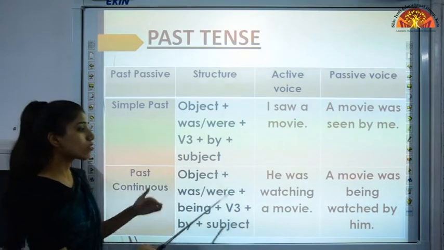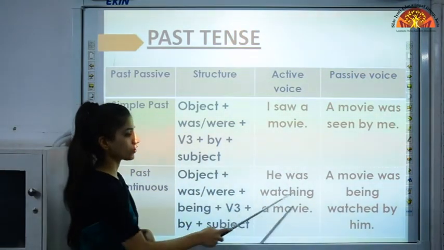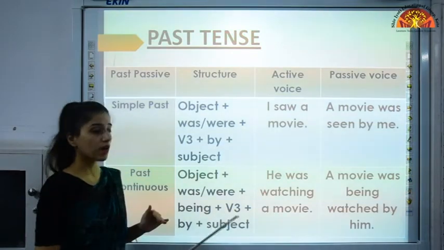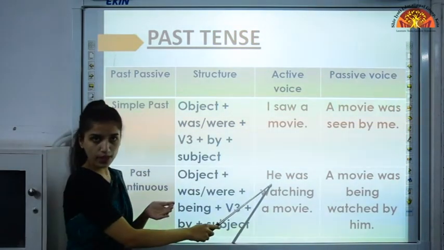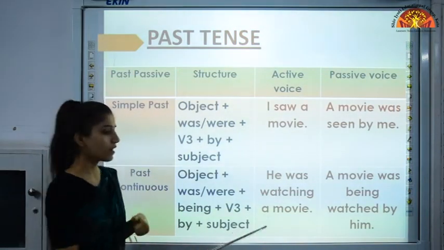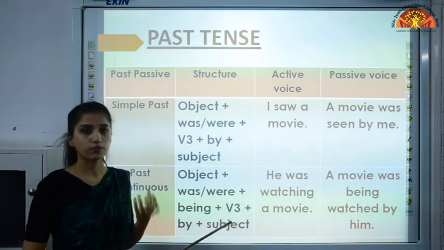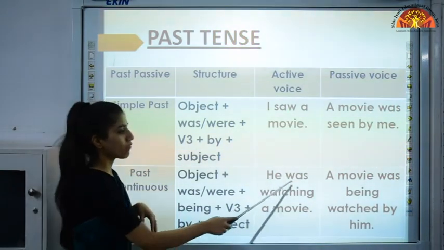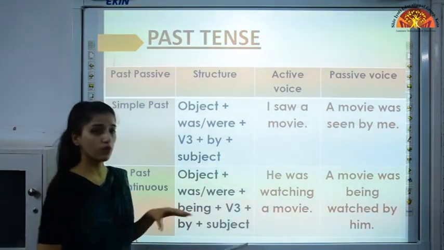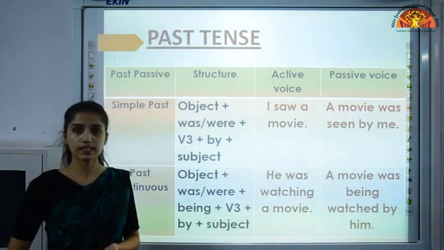So let's look at the active voice over here. He was watching a movie. So now he is the subject over here, was watching is the verb over here, and a movie is the object over here. So he was watching a movie. He is the subject, was watching is the verb, and a movie is the object.